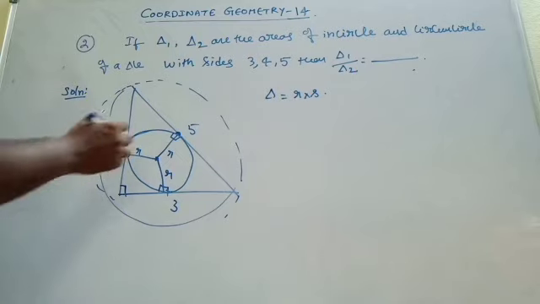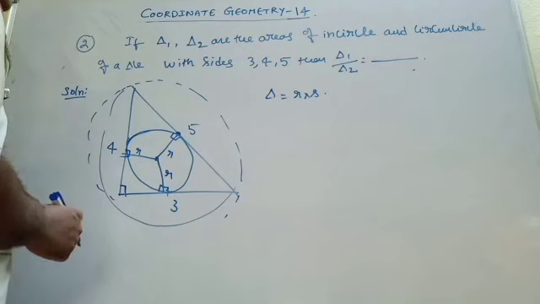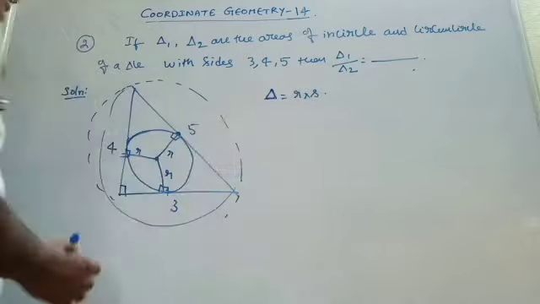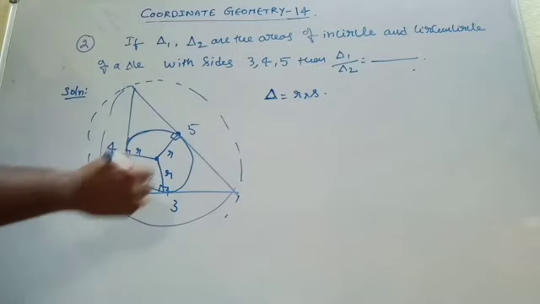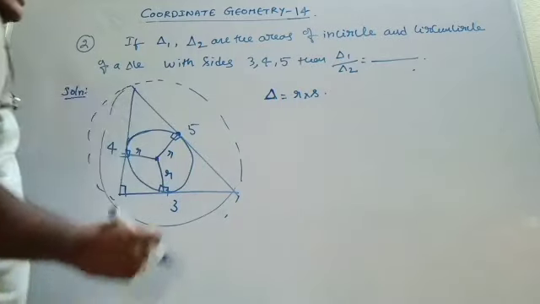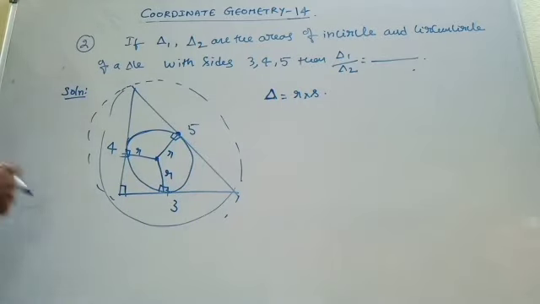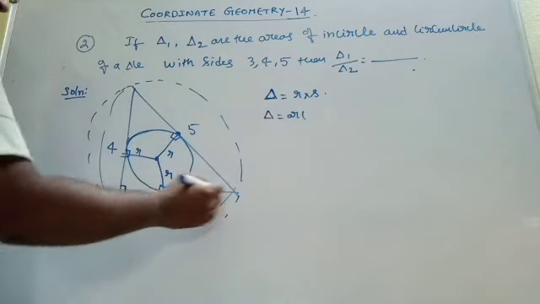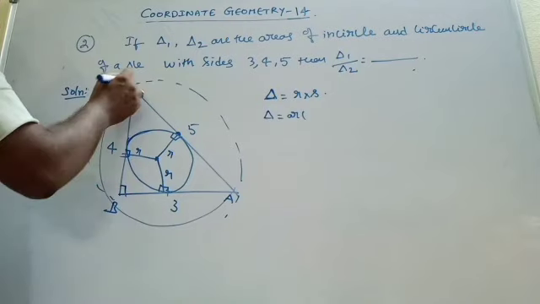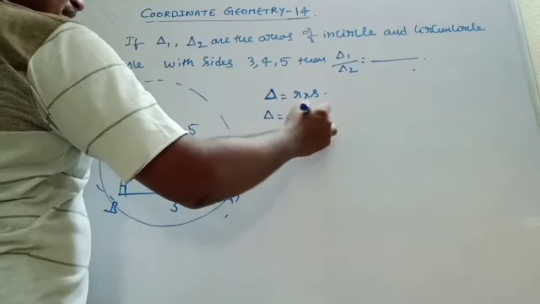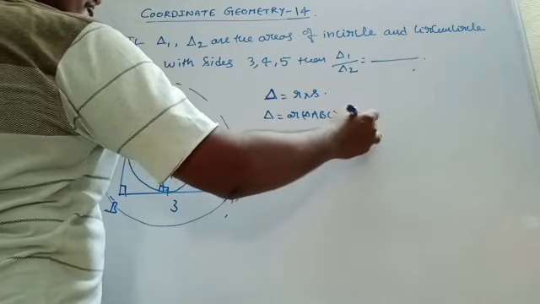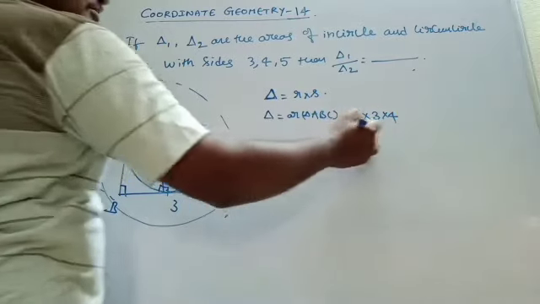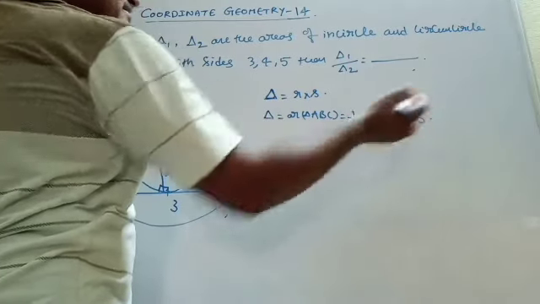First of all, we have a nice formula, delta equals r into s. That means the area of this triangle is equal to inradius into s, where s is the semi-perimeter. Now let us find delta. Delta is the area of triangle ABC, which is half into base into height, half into 3 into 4, because one side is 3 and one is 4. That is 6 as the area.